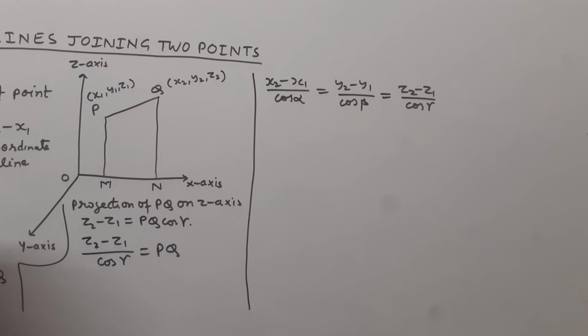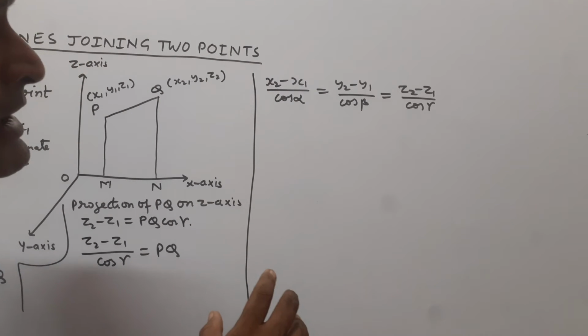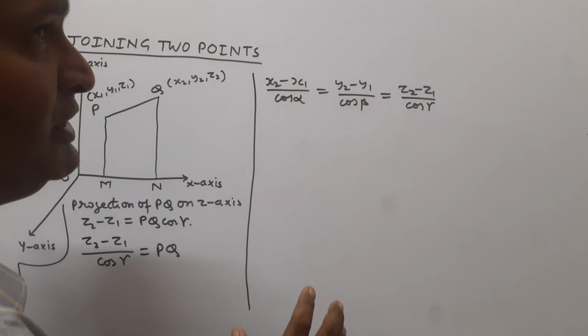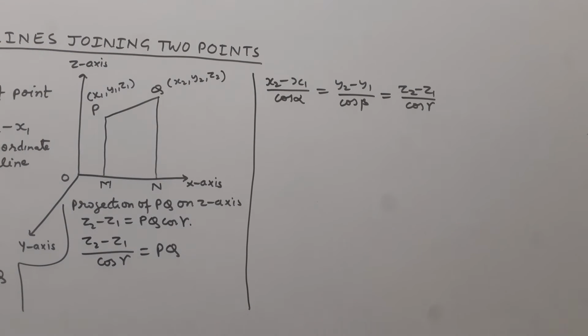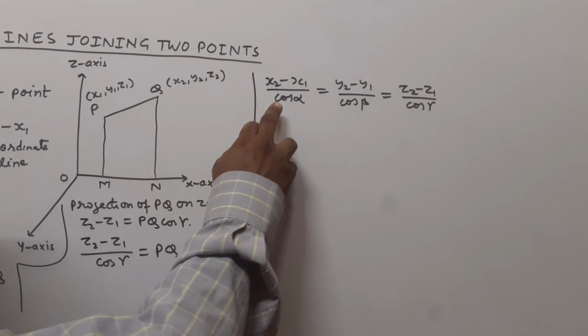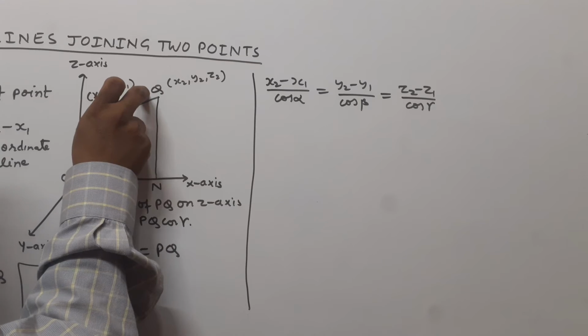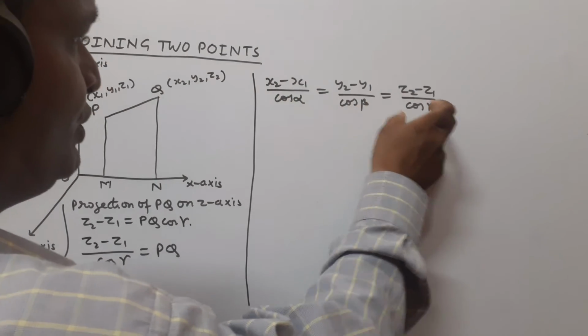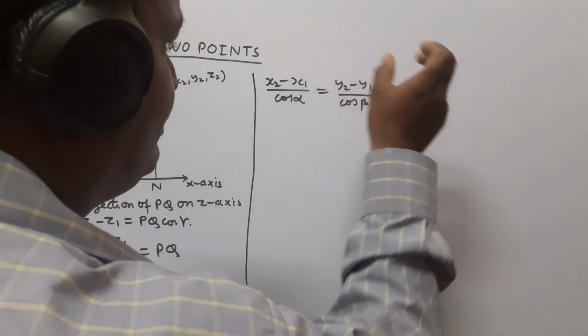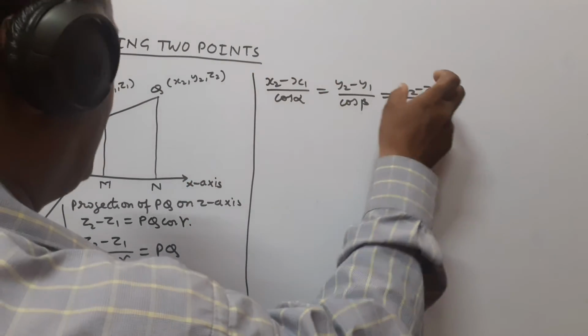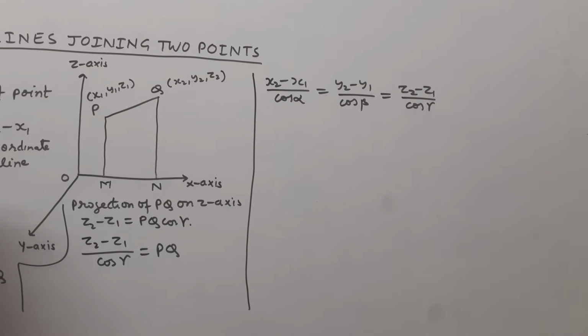So from the definition of the direction ratios, we know that direction cosines are proportional to three numbers a, b, c. If three numbers a, b, c are proportional to the direction cosines, then a, b, c are called direction ratios. Here we can see cos alpha, cos beta, cos gamma are the direction cosines of the line PQ, and these are proportional to x2 minus x1, y2 minus y1 and z2 minus z1. So these are the direction ratios of the line PQ.